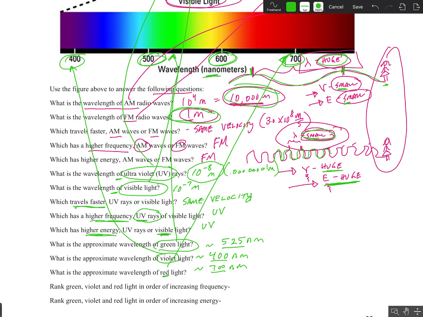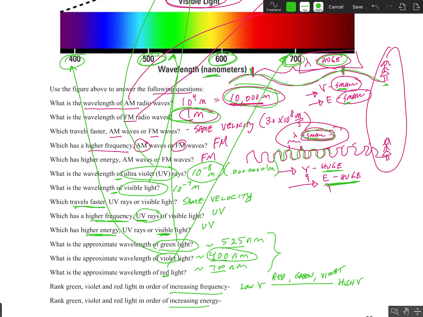Now, let's list them in order of increasing frequency. So think about this. How do we put them in order of increasing frequency? Wouldn't it be low frequency to high frequency? Isn't that what increasing means? So which would have the lowest frequency? Which of these waves would hit the little girl the least amount? If you said the one with the biggest wavelength, you're right. So that would be red light. And then green light. And then the one with the smallest wavelength, violet light, would have the highest frequency, wouldn't it? Because the wavelength is the smallest of the three.